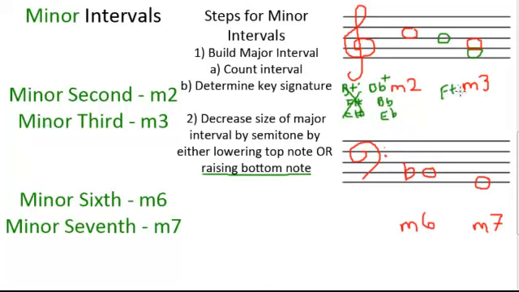So the key of F major, the accidental is B flat. That's one of our exception keys, right? So our key signature is a B flat. So A is within the key of F major. So right now we have a major third. So our next step would be to decrease that interval by raising the bottom note. So we'll make that F into an F sharp by raising it by a semitone. And we now have a minor third.